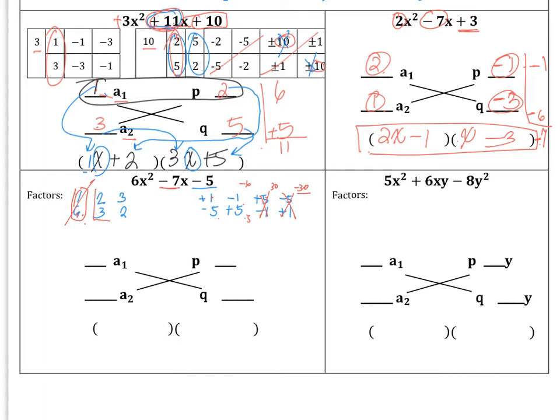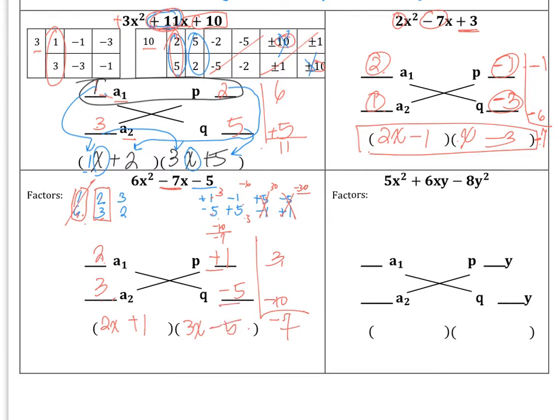So I'm going to move on to 2 and 3. 2 times negative 5 makes negative 10. 3 times positive 1 makes 3. 3 plus negative 10 makes negative 7. Great, I found it. 2, 3, 1, positive 1, negative 5. Okay? And then I could double check again. 2 times negative 5 makes negative 10. 3 times positive 1 makes 3. 3 plus negative 10 makes negative 7. Okay, so I can find my factors. 2 times x plus 1, 3 times x minus 5.